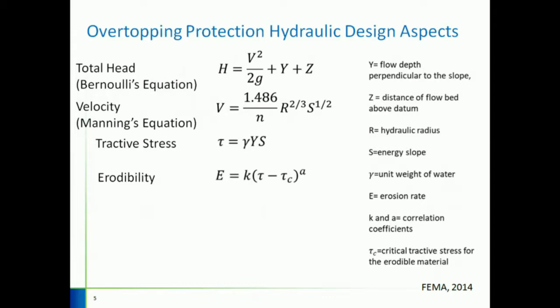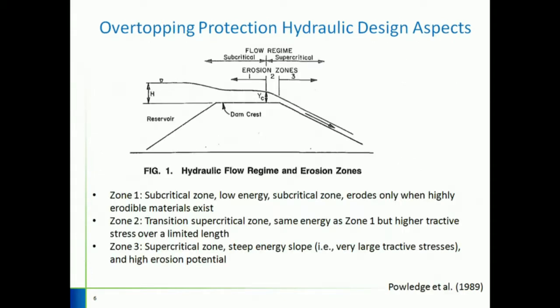So in this slide, you can see that the region that is overtopped is broken into three zones. Zone 1 is a subcritical zone, low energy, and erodes only when highly erodible materials exist. Zone 2 is a transition zone to a supercritical, same energy as Zone 1, but involves higher shear or tractive stresses over a limited length. And Zone 3 is supercritical zone, steep energy slope, and high erosion potential. What's not shown here is the toe of the dam, and that's also a critical area and highly erodible zone.